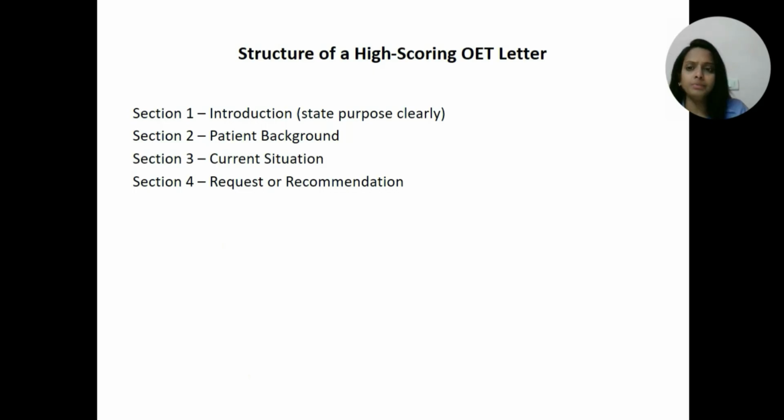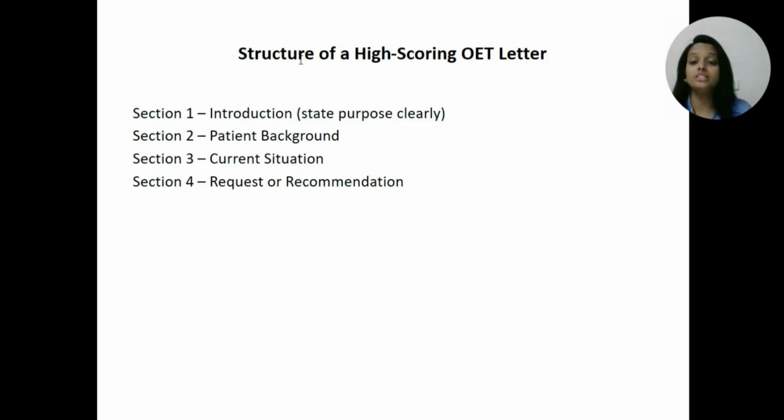Okay. And let me tell you the structure of a high scoring OET letter. A strong letter normally follows four main sections. The first one, introduction. Here you need to explain the purpose of the letter immediately. So the reader should understand the reason within the first sentence. Okay, for example, you can say, I'm writing to refer Mr. Thompson for ongoing wound care. That's it. In the beginning of the letter only, just explain the purpose of the letter.